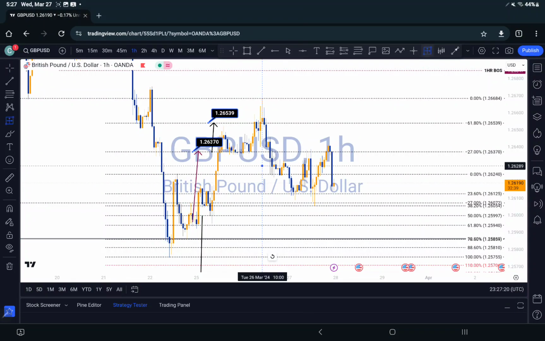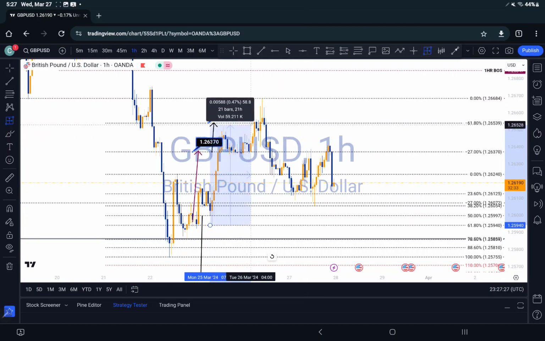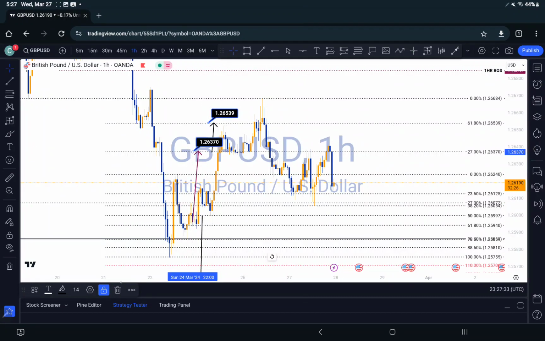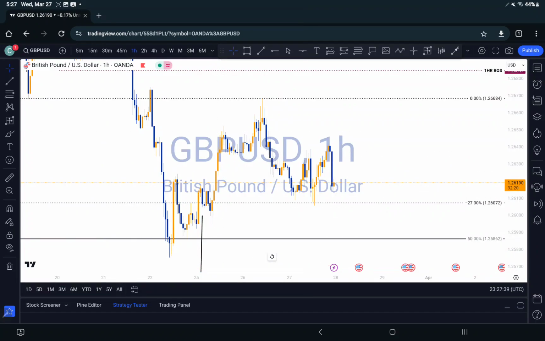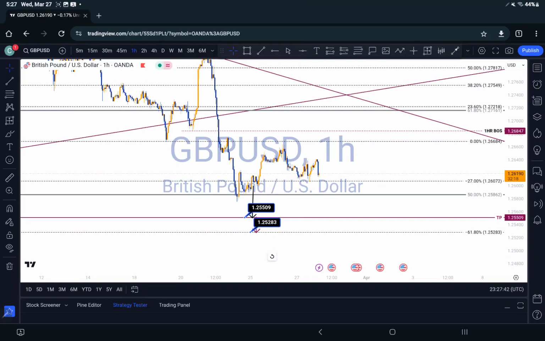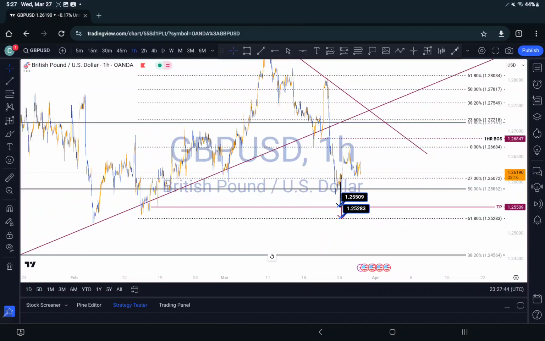So from here to the first TP, we banked about 42 pips, and the second TP was about 60 pips, 59 pips. So that was a beautiful trade on GU guys. Now let me delete my previous analysis on GU and let's analyze GU based on the current market price. Let's see what GU is doing.